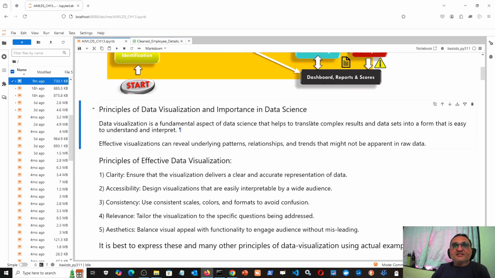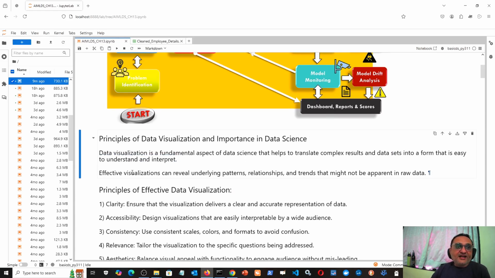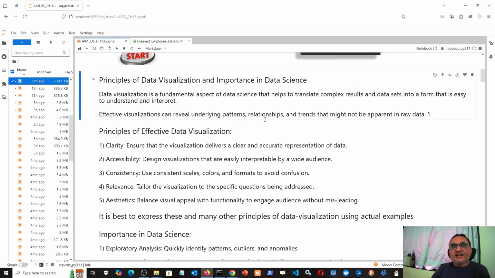So data visualization helps to translate complex results and data sets into a form which is easy to understand. And effective visualization can reveal underlying patterns, relationships, and trends which may not be apparent in the raw data, right?